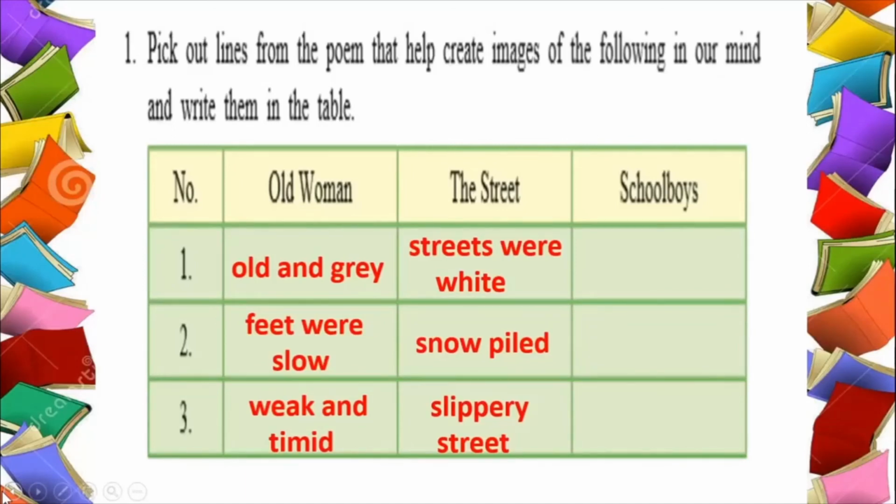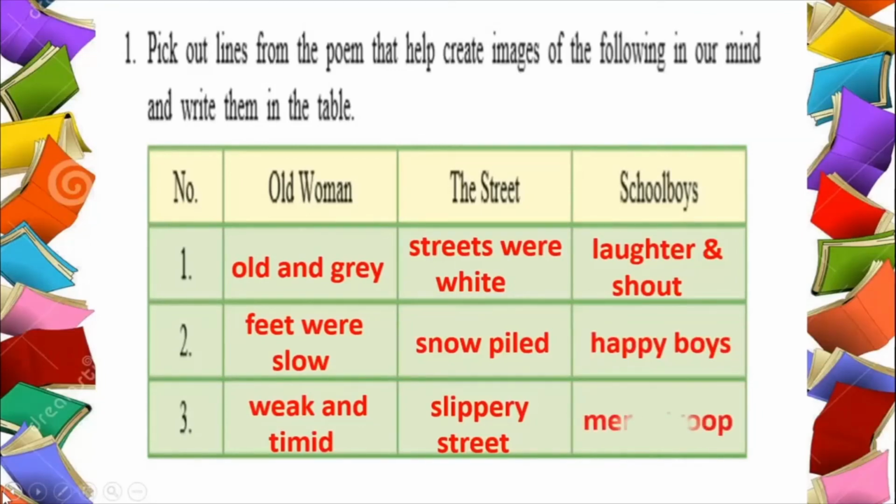Now the third is about schoolboys. I did not even show you the lines. You know how schoolboys are. Schoolboys are laughter and shout. They're always laughing and shouting, because they're always happy. And then you have happy boys. And finally you have merry troop. Here merry troop means a happy gang of boys.